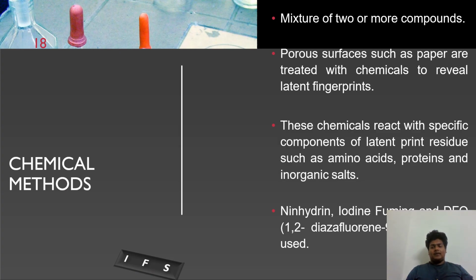Secondly, we have chemical methods for the development of fingerprints. In chemical methods, a mixture of two or more compounds is used for the development of fingerprints. These chemicals react with the specific components of a fingerprint residue, such as amino acids, proteins, inorganic salts, to produce a contrast, and hence the fingerprints are visible to the naked eye. There are various chemical methods such as ninhydrin, iodine fuming for the development of fingerprints.